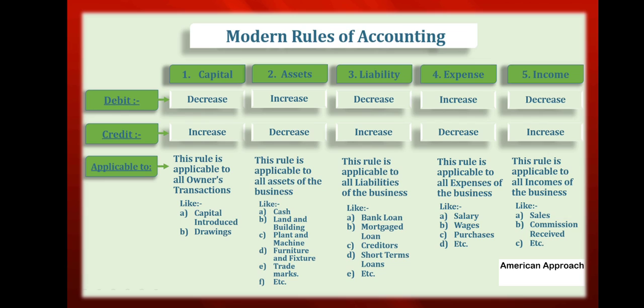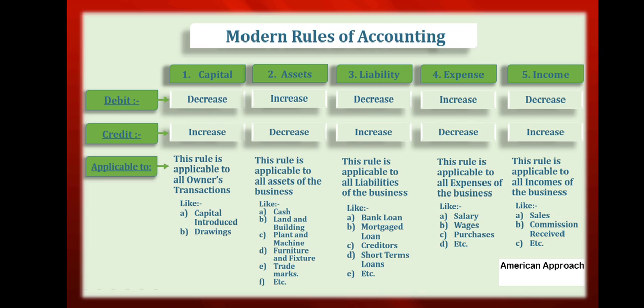Similarly, if you see for assets and expenses, they have the same set of rules: debit increase, credit decrease for assets, debit increase, credit decrease for expenses. So you can club these two together. In order for you all to remember the rules, this is one of the easiest methods to remember. Okay, so this is to do with the modern approach.